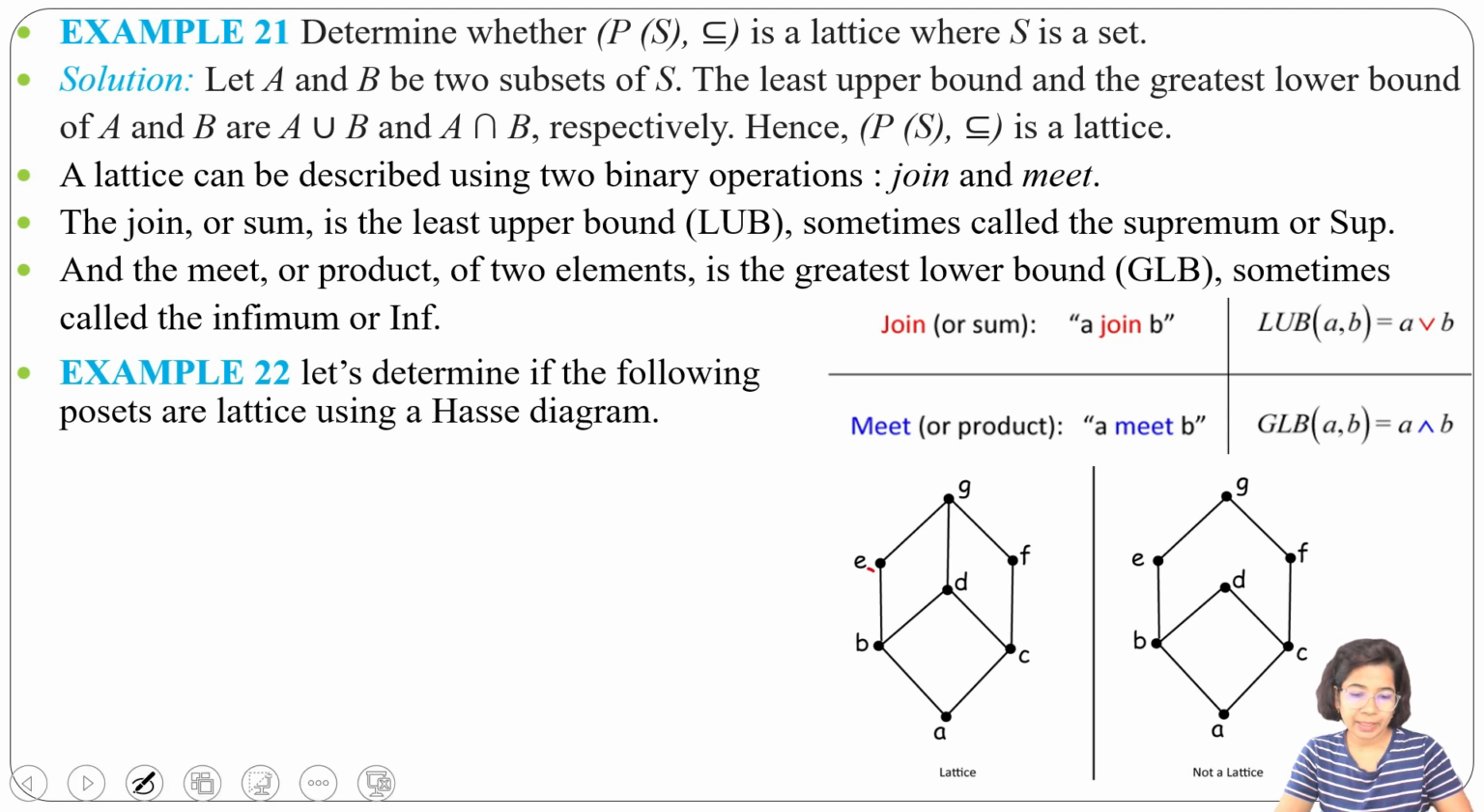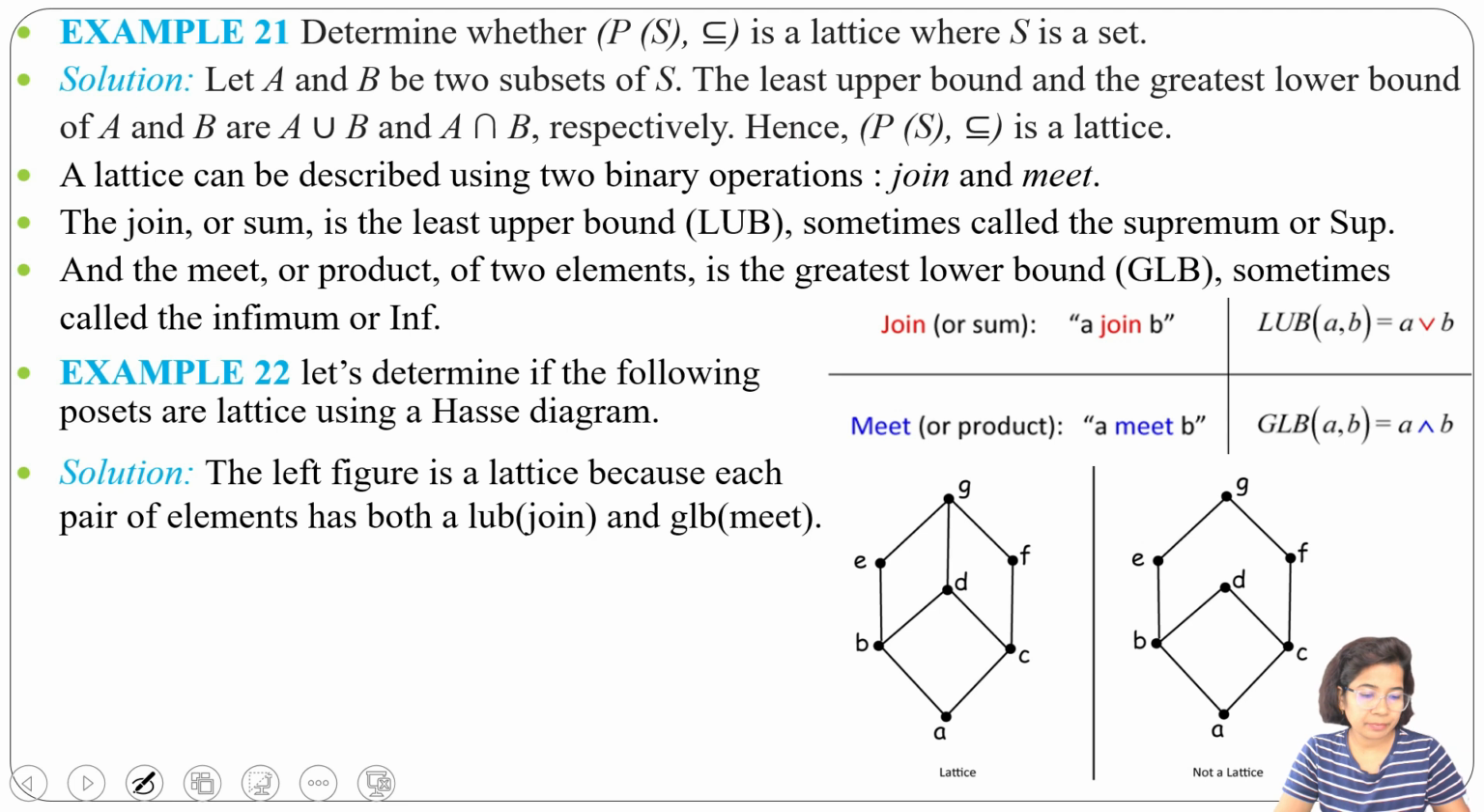Now for E and D, its join will be G and its meet will be B. For D and F, its join will be G and its meet will be C. Now for B and C, its least upper bound will be D and its greatest lower bound will be A. As for every pair, we can find the GLB, LUB or meet and join, hence it's a lattice.